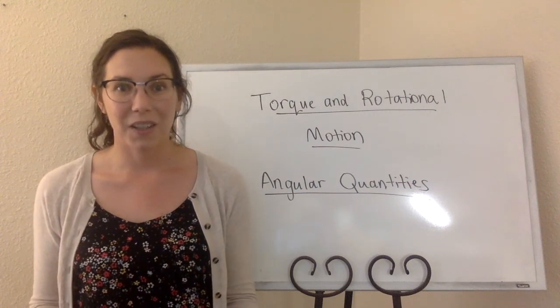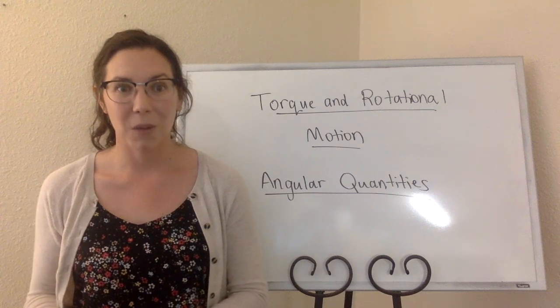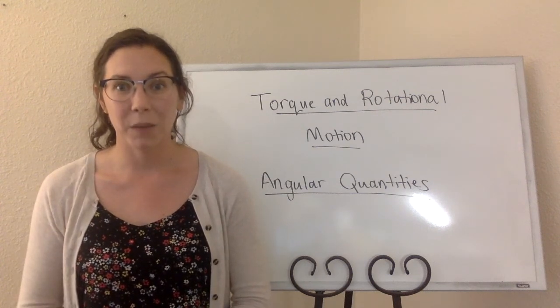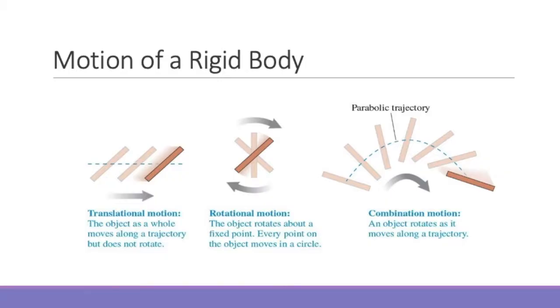Objects can either undergo rotational motion, translational motion, or both at the same time. In this section, we'll consider purely rotational motion. Let's begin with this image depicting three types of motion of a rigid body.